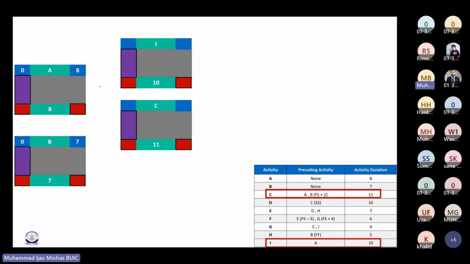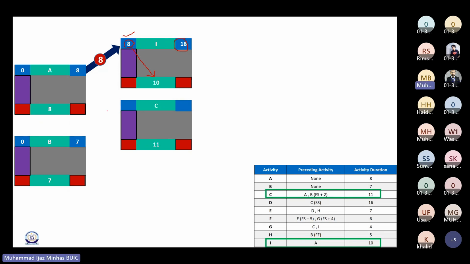Okay, so now these are the two activities: one is activity I with a duration of 10 days, another is activity C with a duration of 11 days. So now activity I is dependent on activity A. That means if A is finished on day 8, obviously this is going to start as the first activity is finished. So here the early start of activity I would be 8, right? And if it starts on the 8th day, then I would require 10 more days to complete it. Then that means the early finish of this activity is 18, correct?